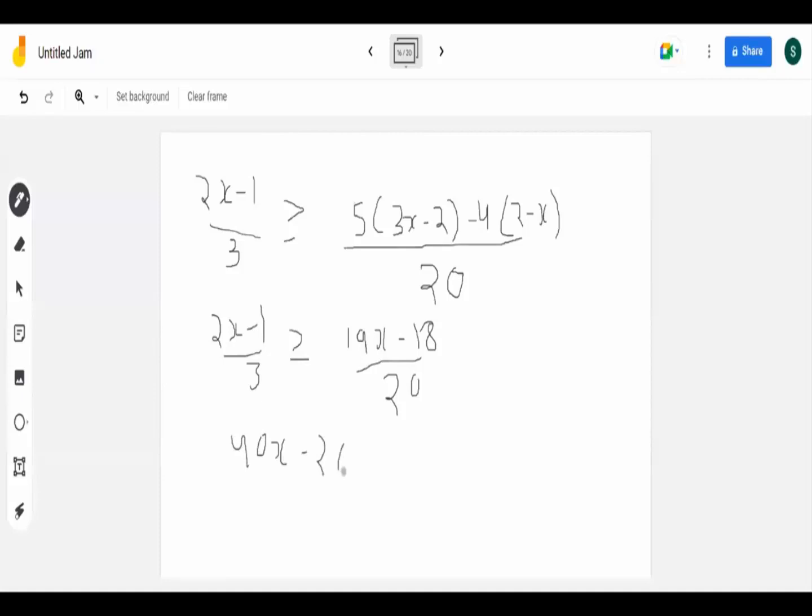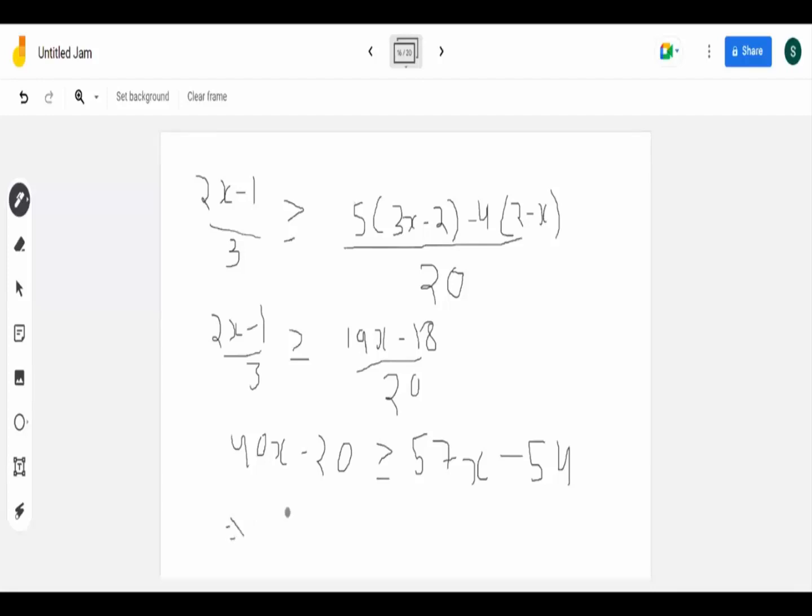You will get 40x minus 20 is greater than or equal to 19 times 3, which is 57x, minus 18 times 3, which is 54. Now subtract 40x on both sides and add 20 and 54 on both sides. You can simplify this now.